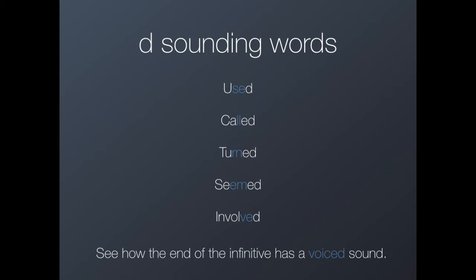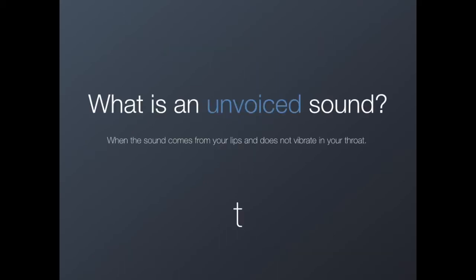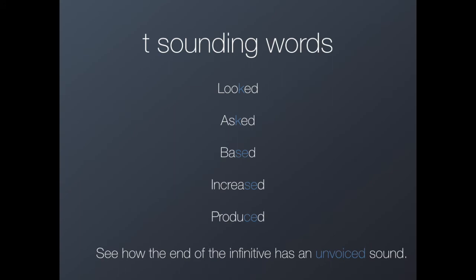Well, let's take a look at the opposite to help clarify further. So an unvoiced sound is one that comes from your lips, tongue or teeth and does not vibrate your throat, which gives the sound t to the ed ending. Here are some unvoiced sounding verbs: looked, asked, based, increased, produced.